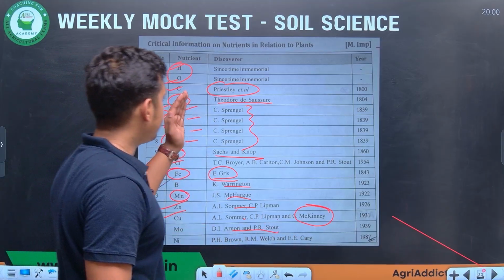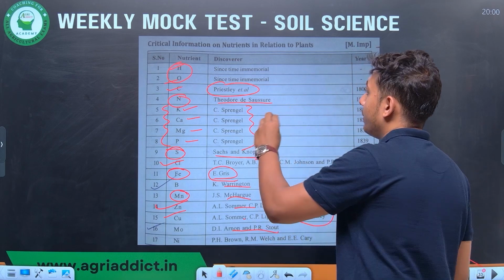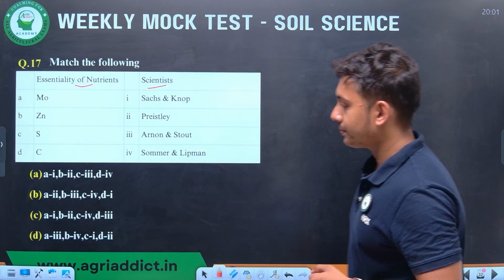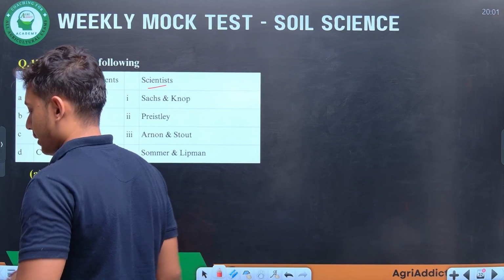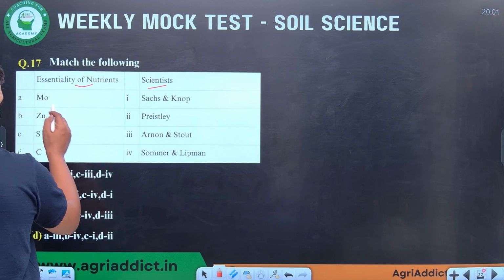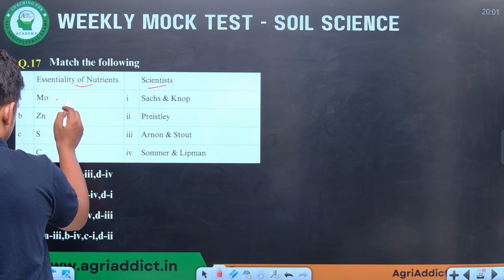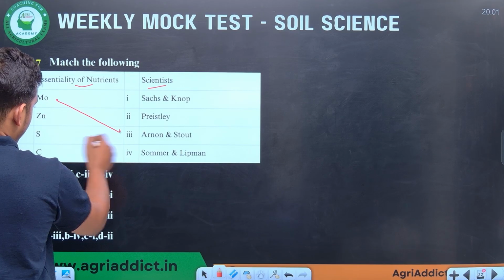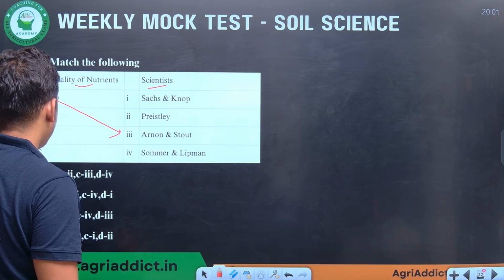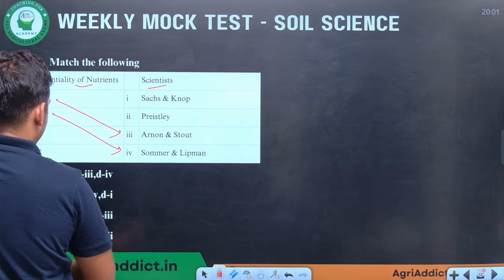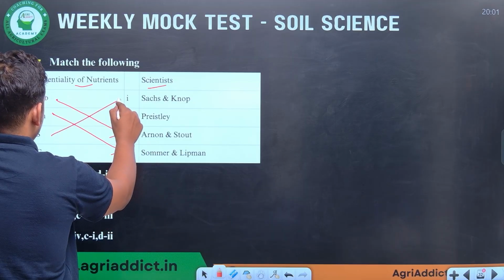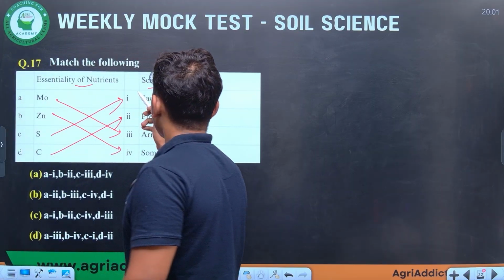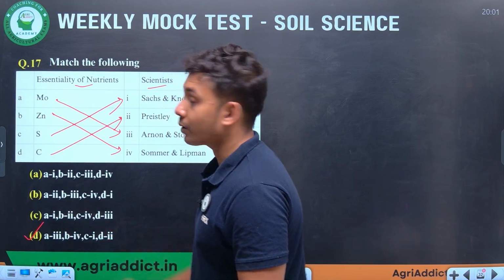So this is a very important chart to remember. Here we can match that. First, molybdenum. Molybdenum is Arnon and Stout. Zinc is Sommer and Lipman. Sulfur is Sachs and Knop. And carbon is Priestley. So the option will be 3, 4, 1, 2. This option will be correct.